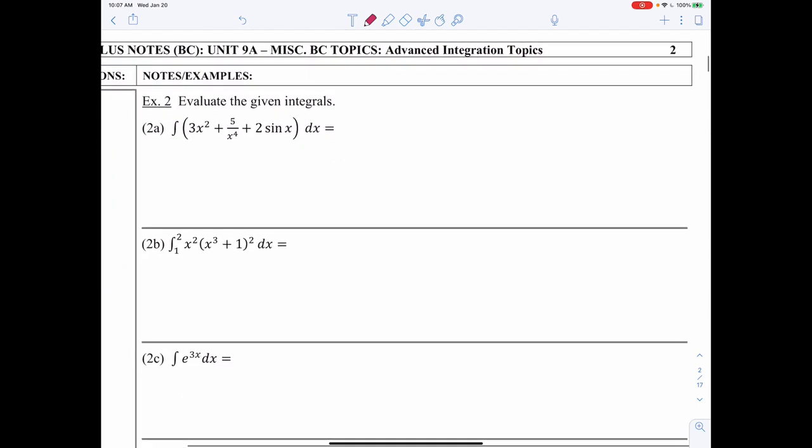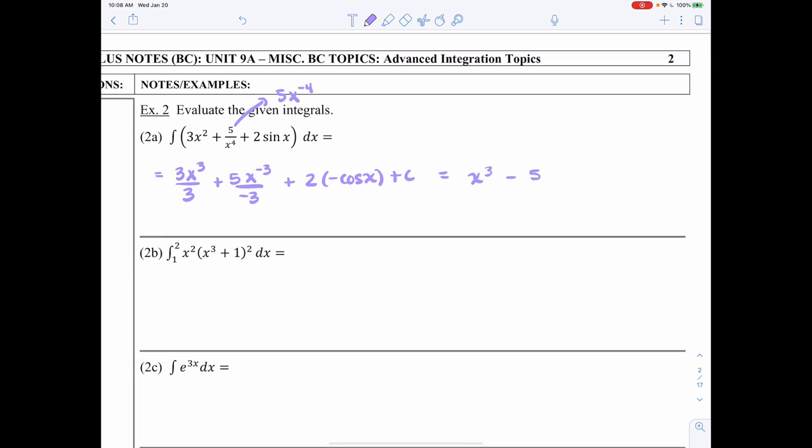We now need to also review our integration rules. So let's do that. I'll do this first one with you. Remember that this piece right here, we're gonna write as 5x to the negative fourth power. So we need to be able to go backwards and forwards in our integration rules. So going to our first term, add a power, divide by that same power, add a power, divide by that same power, and the integral of sine is negative cosine x. Don't forget your plus c. Let's simplify this to be a final answer of x cubed minus 5 over 3x cubed minus 2 cosine x plus c.